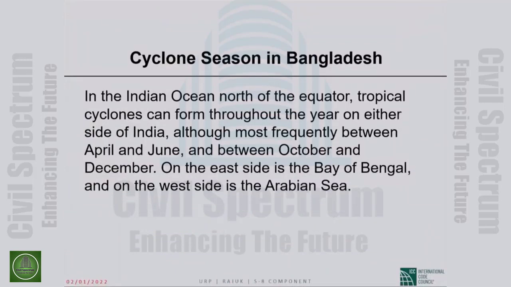In the Indian Ocean, north of the equator, tropical cyclones can form throughout the year on either side of India, although most frequently between April and June and between October and December. So that would be the cyclone season in Bangladesh. On the east side of India, obviously, is the Bay of Bengal. On the west side, it doesn't concern you, is the Arabian Sea. And on both sides, there are cyclones.